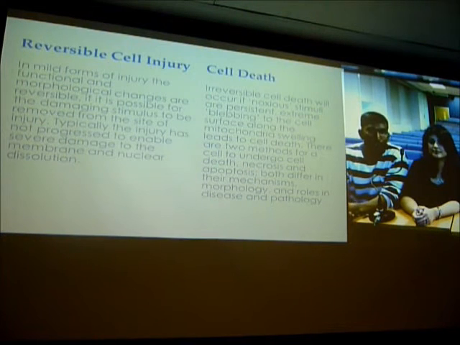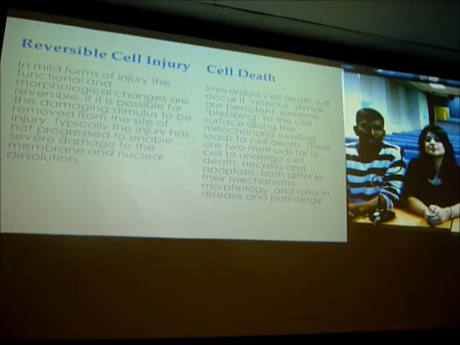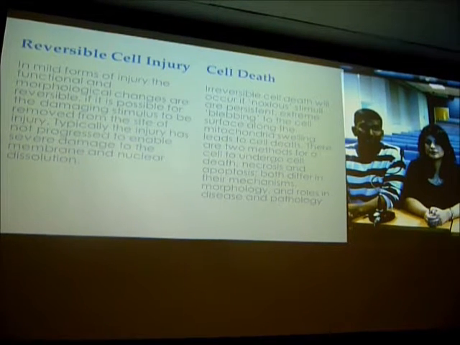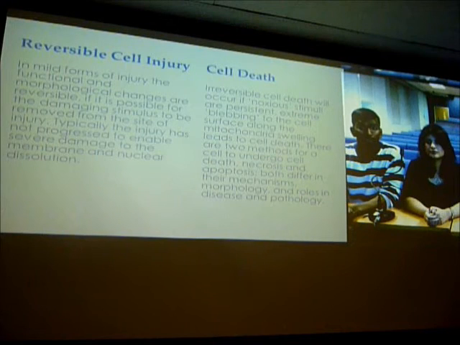Reversible cell injury: functional and morphological changes are reversible if the damaging stimulus is removed. Damage to the membrane and the nuclear dissolution is limited. Cell death is irreversible and occurs from persistent noxious stimuli. This is seen by blebbing and ionic swelling of the mitochondrial membrane. There are two types, necrosis and apoptosis.